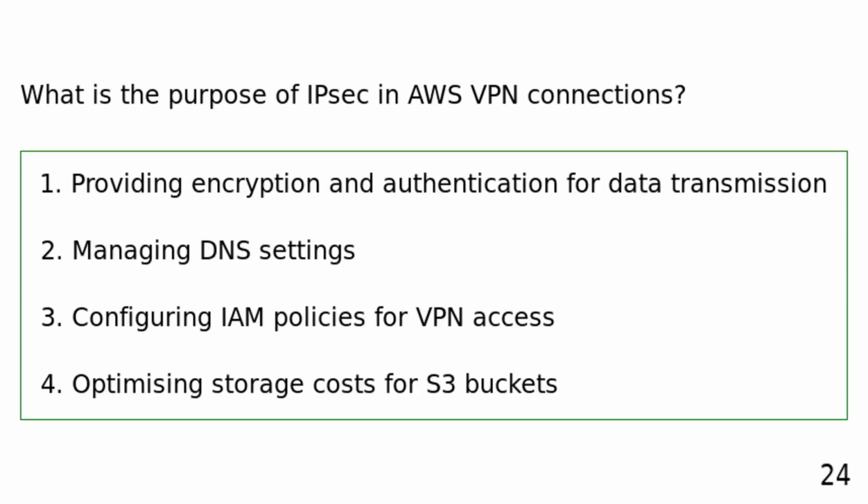What is the purpose of IPsec in AWS VPN connections? Providing encryption and authentication for data transmission. Managing DNS settings. Configuring IAM policies for VPN access. Optimizing storage costs for S3 buckets.